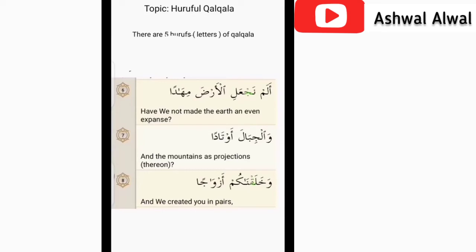Okay, here we have 2 HURUFUL QALQALAHs. As you can see, those in green are the HURUFUL QALQALAHs. Let me underline them. The first Jim and then the second one is Qaf. Now let me go to the Jim, which is the first one, verse 6.